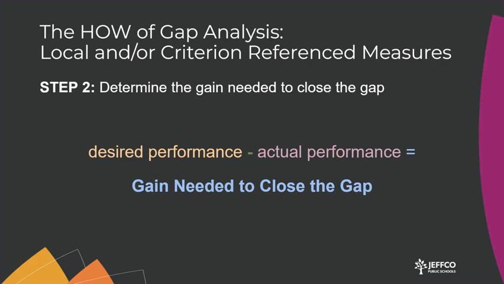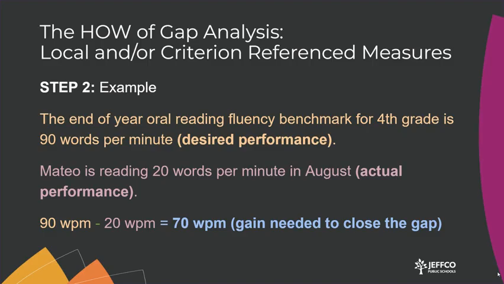Step 2, determine the gain needed to close the gap. We're going to take that desired performance again and subtract the actual performance. That's how much is needed to close the gap. In the case of Mateo, we take the 90 words per minute that's desired and subtract the 20 words per minute that he is currently doing, and we identify the gain needed to close the gap as 70 words per minute.